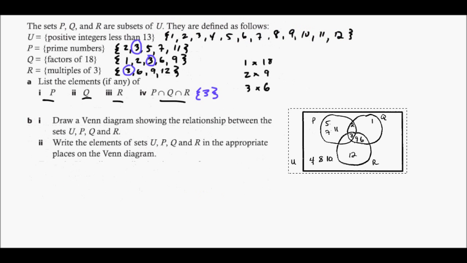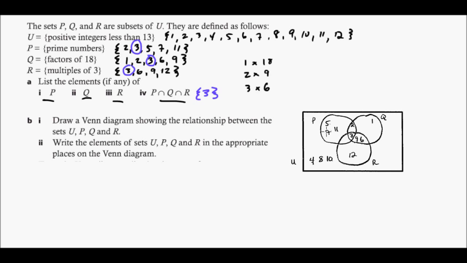Okay, for part B, it says draw a Venn diagram showing the relationship between the sets U, P, Q, and R, and write the elements. Well, I've already done this right here, so let's just take a look at this real quick. In a Venn diagram, you always work out from the middle. So 3, I would put that in first. Now, P and Q have a 2 in common, and then P only has 5, 7, 11. That's only in P, and then Q has 1.